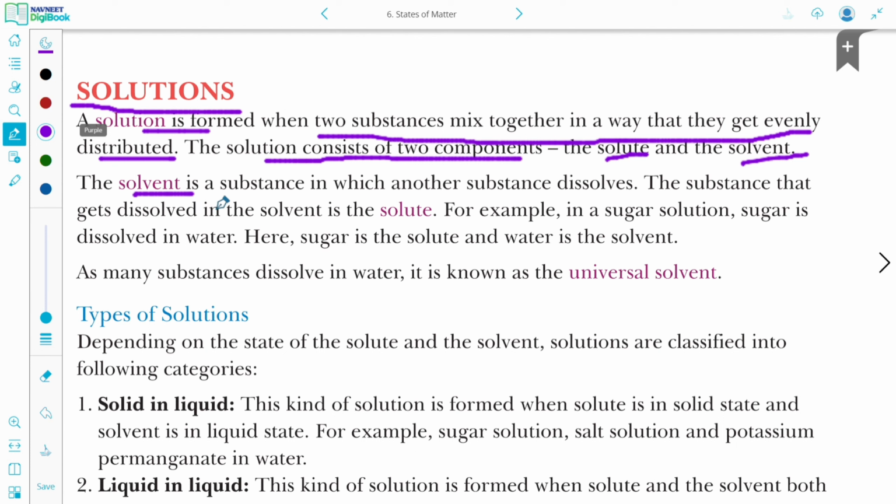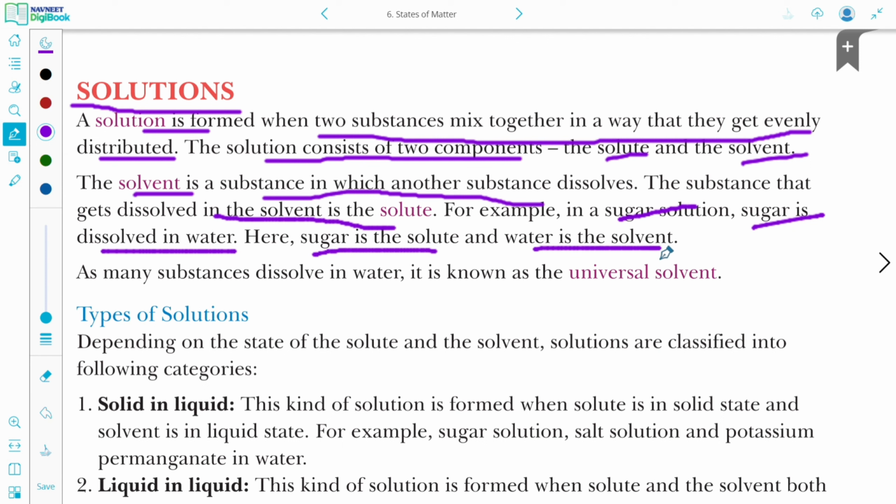Solvent is the substance in which another substance is dissolved. The substance that gets dissolved in the solvent is called solute. Jo substance solvent mein dissolve hota hai use kya bolte hain beta? Solute. For example, sugar solution. Sugar is dissolved in water. Here, sugar is a solute and water is a solvent.